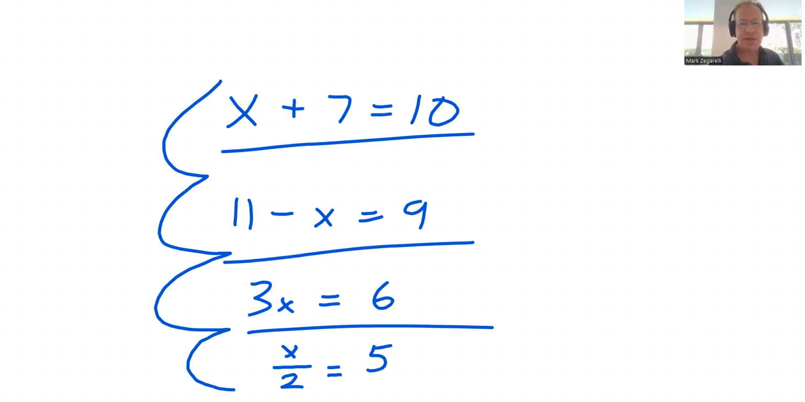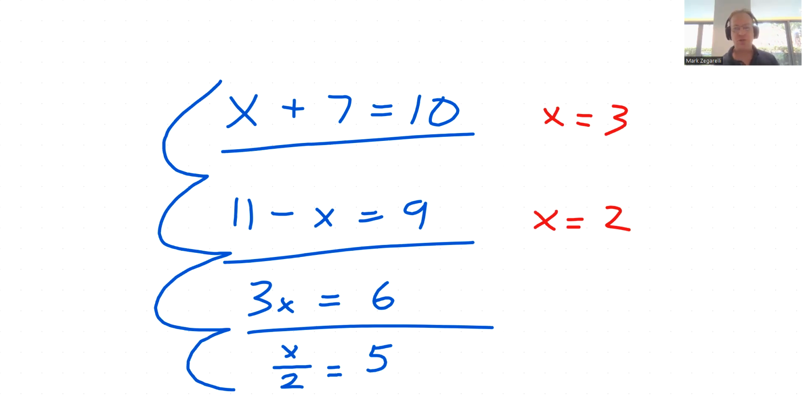So in this case, x equals what? What plus 7 equals 10? X equals 3. In this second case, 11 minus x equals 9. So what does x equal? X equals 2, because 11 minus 2 equals 9.